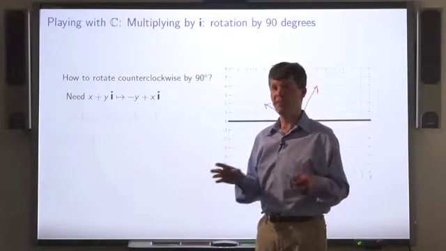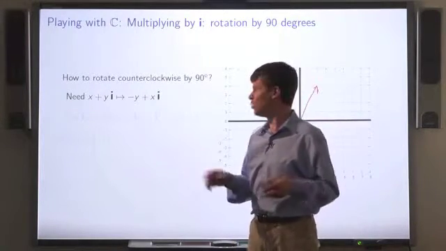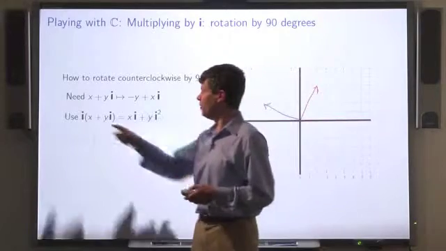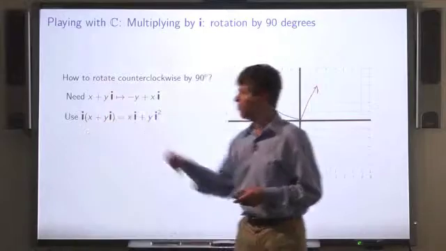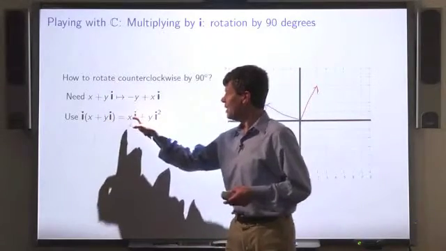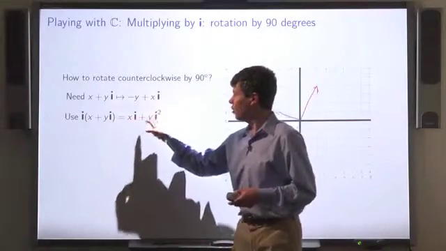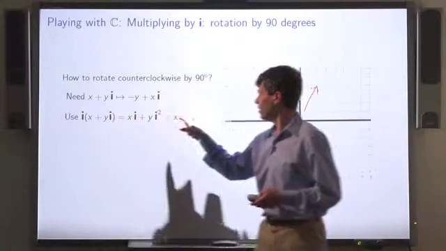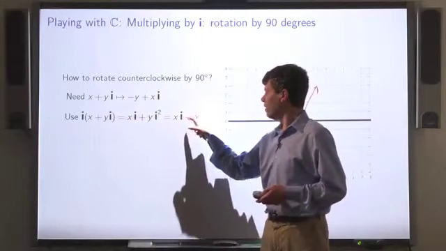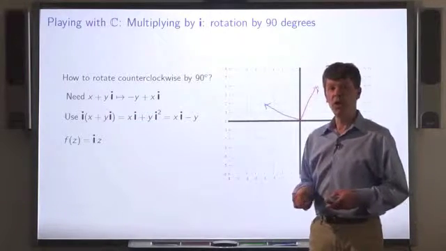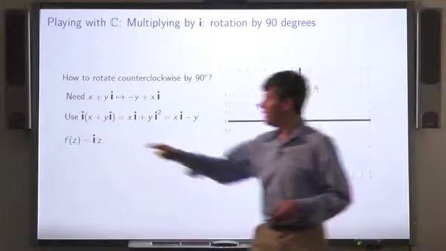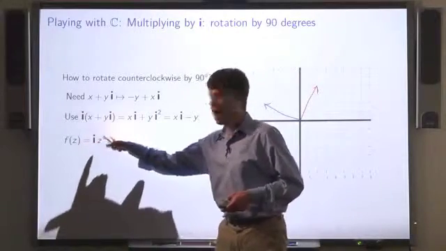We use the property of i, that i squared is minus 1. So we multiply i times x plus yi. Using the distributive law, we get x times i plus y times i squared, which is x times i minus y. So the function we use for rotating by 90 degrees is f of z equals i times z.